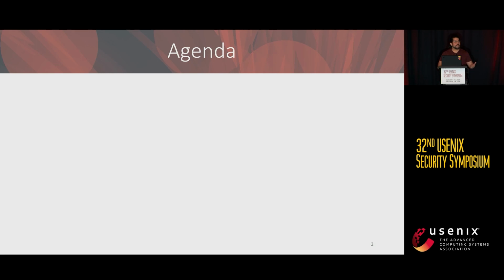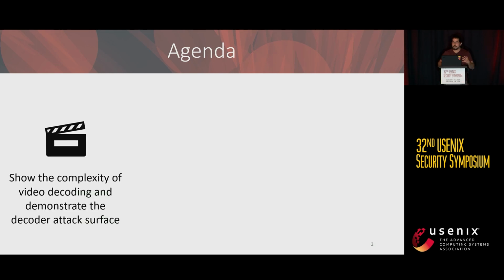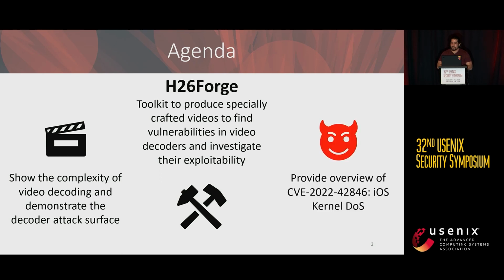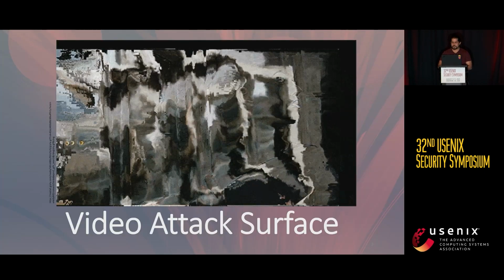So in the brief time that I have for this talk, I'll introduce the complexity of video decoding and demonstrate the decoder attack surface. Then I'll show you H.264 Forge, a toolkit to produce specially crafted videos to find vulnerabilities in video decoders and investigate their exploitability. And finally, I'll provide an overview of an iOS kernel denial of service vulnerability we found with H.264 Forge.